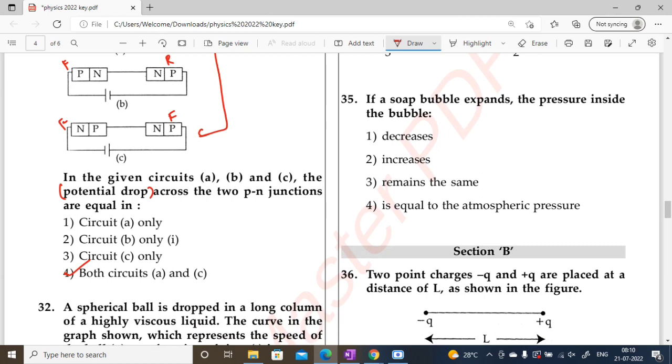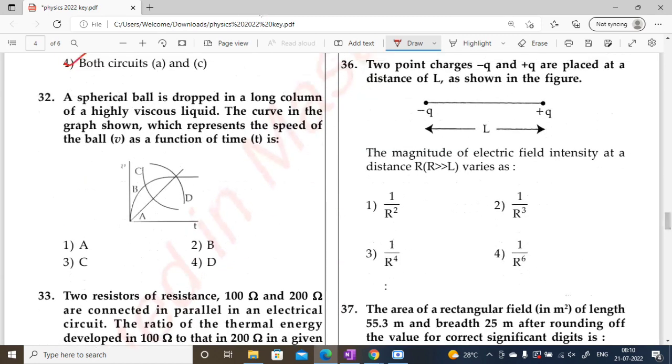Next, 32nd question. A spherical ball is dropped in a long column of a highly viscous liquid. The curve in the graph shown represents the speed. Whenever I take a fluid and I'm dropping something in it, when it goes into the fluid, the velocity with which it is moving is called terminal velocity, right? In case of terminal velocity, the weight of the object is acting downward, and the buoyant force and the viscous force will be acting upwards. They will try to make the object move upward, whereas the weight of the object will try to move it downwards. So finally, the object will reach the terminal velocity with which it will be moving.